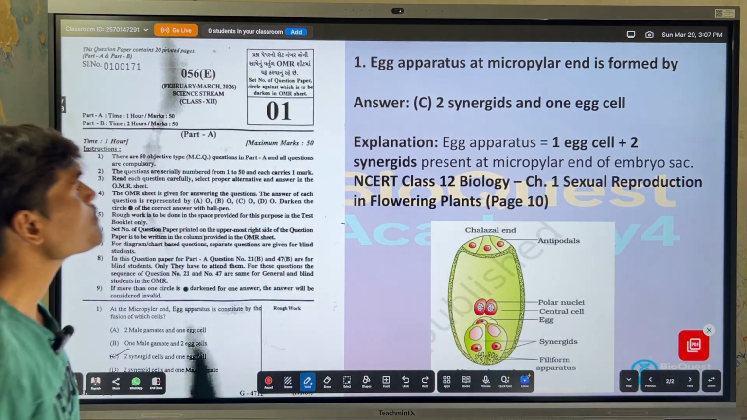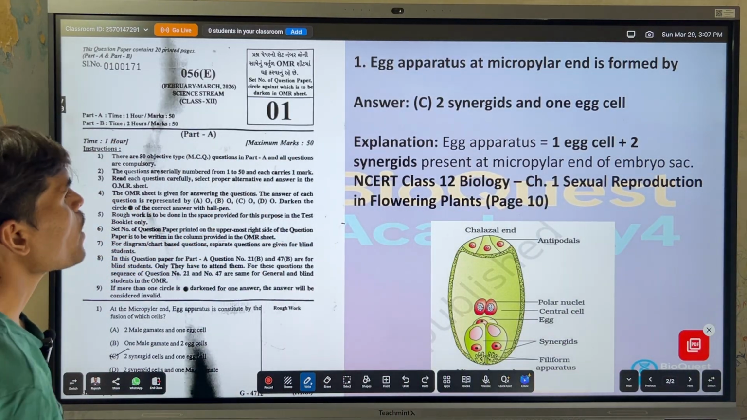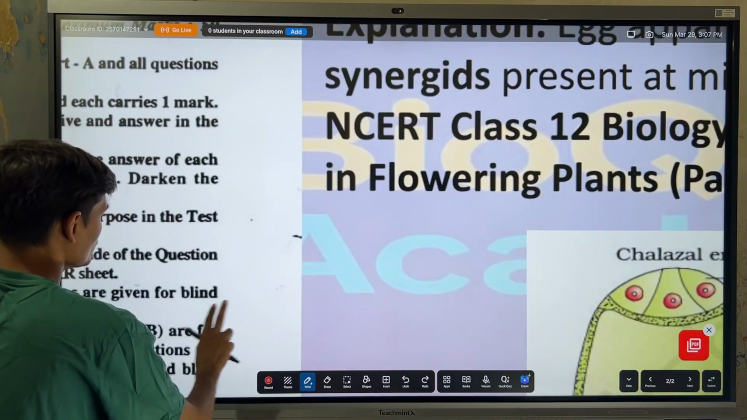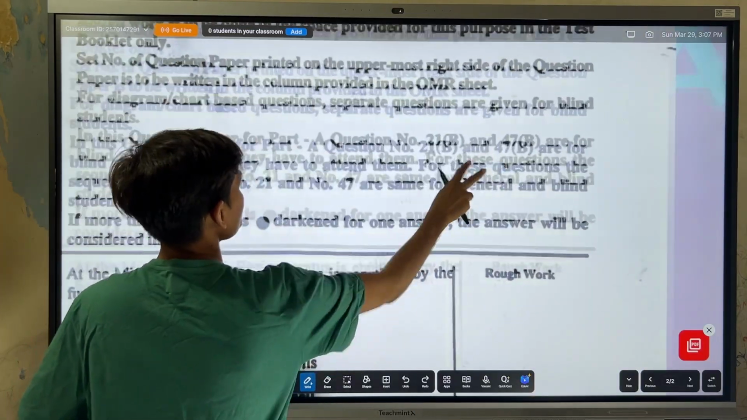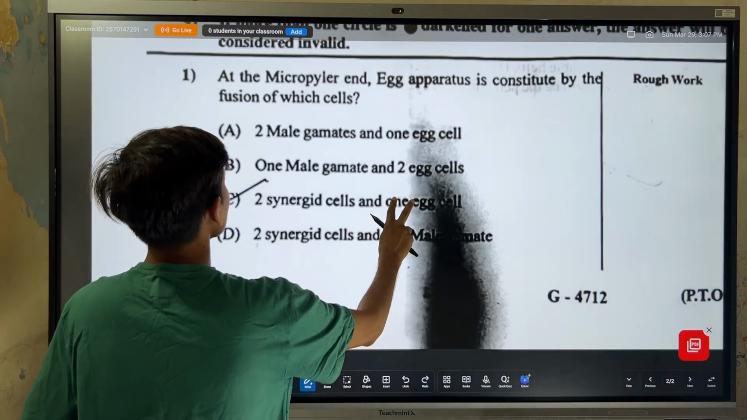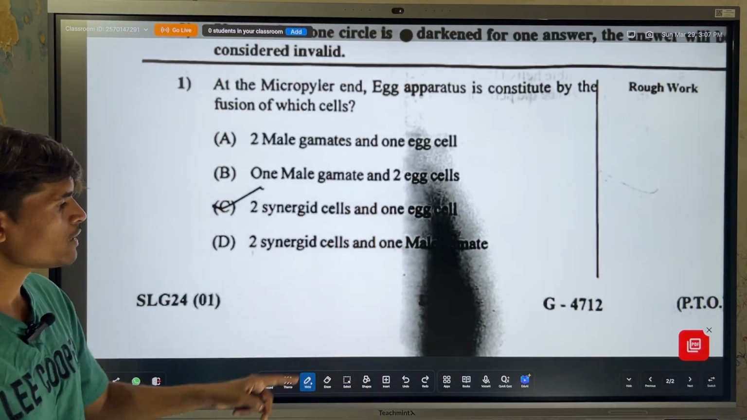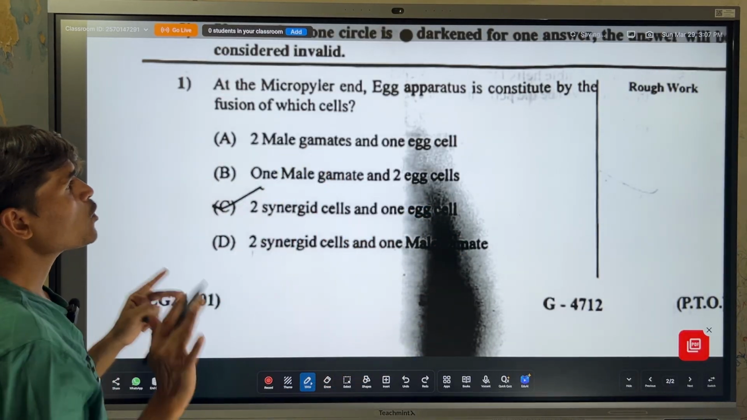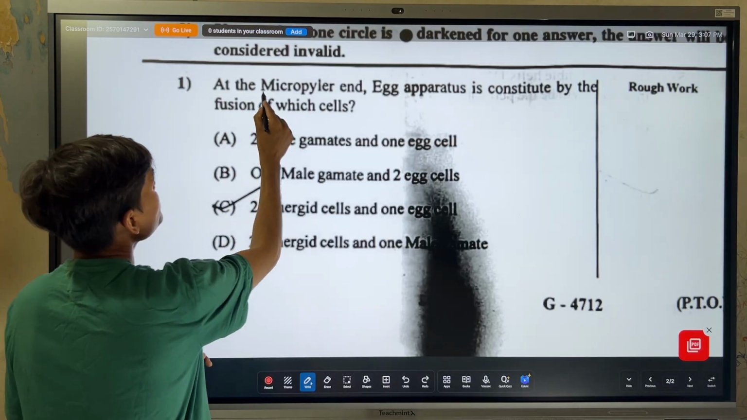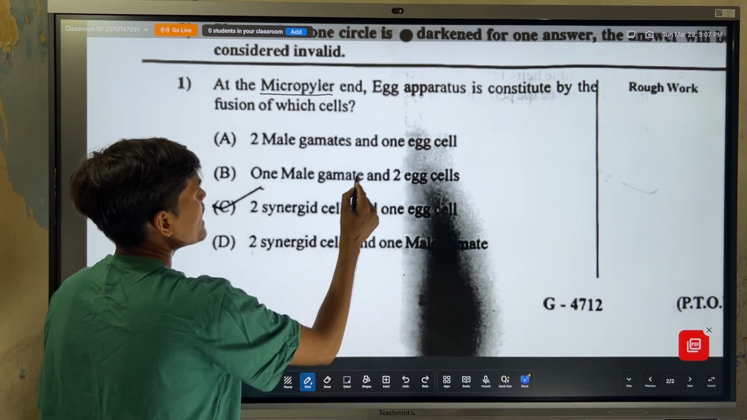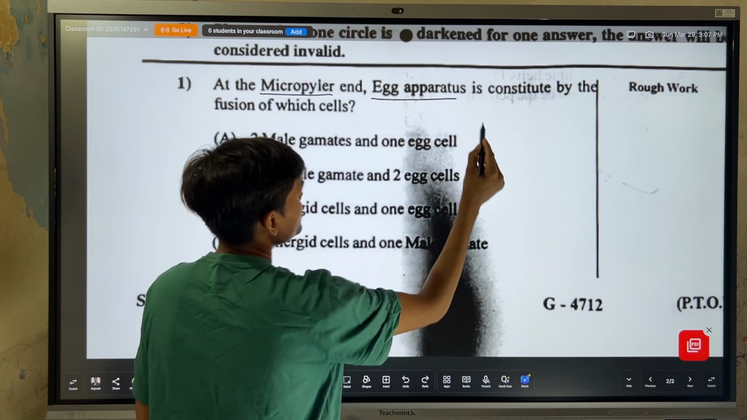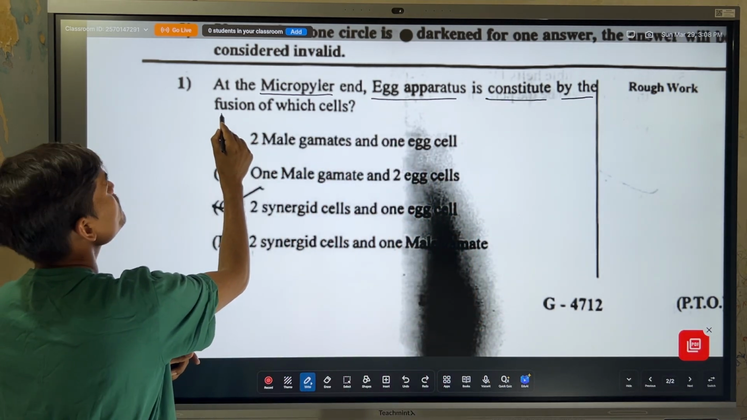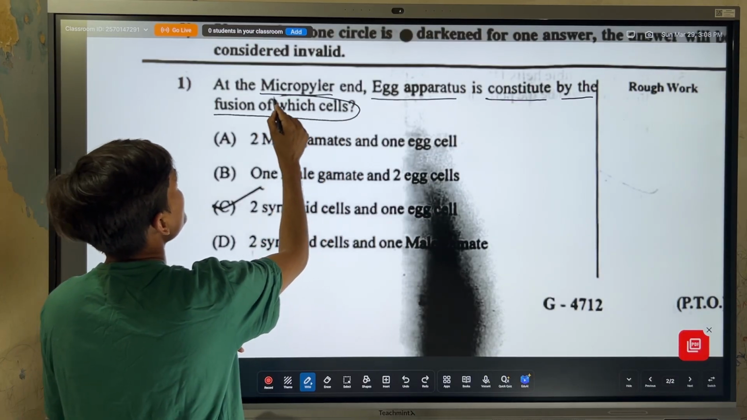This is question number 1. Let me zoom it for you. Now this is the question. This is not good over here, but I will tell you. See the question first of all. At the micropylar end, egg apparatus is constituted by the fusion of which cell?